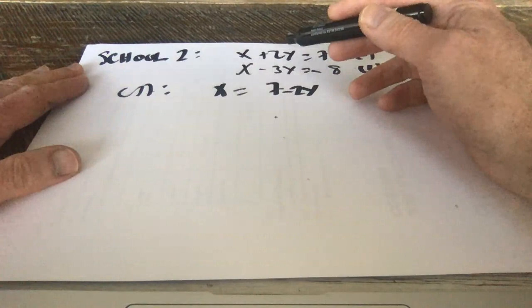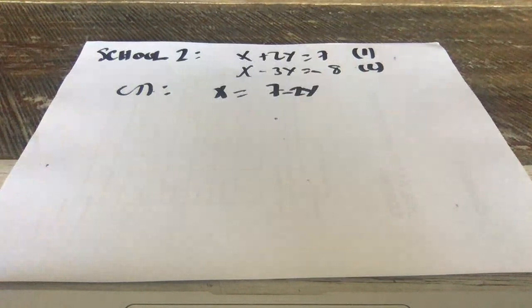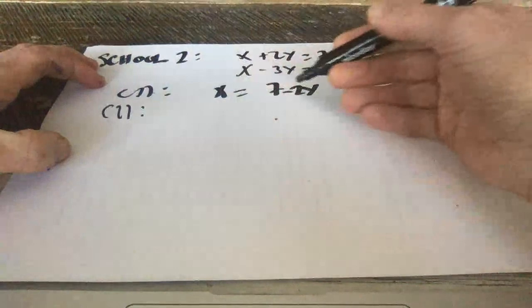And when you subtract 2y from the left-hand side, you get just x. And when you subtract 2y from the right-hand side, you get 7 minus 2y. But that's just kind of messing around, basically. So from the first equation, you can solve for x in terms of y easily. And then you go to equation 2 now, and you replace x by what you get from the first equation.